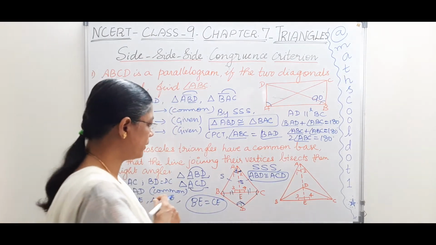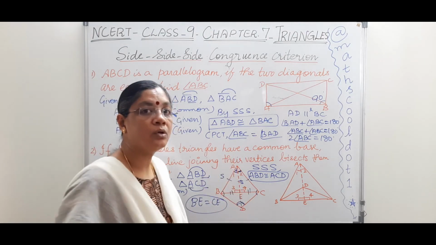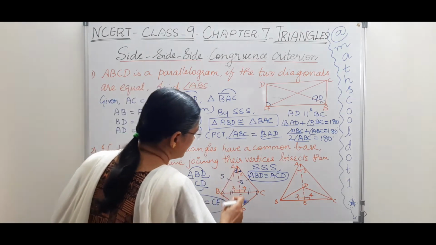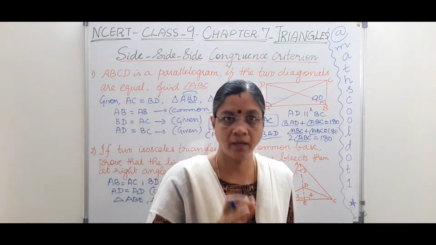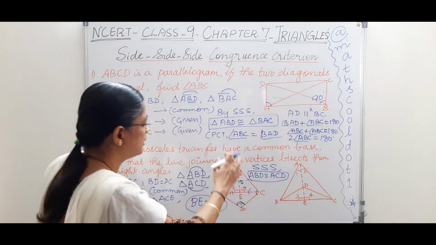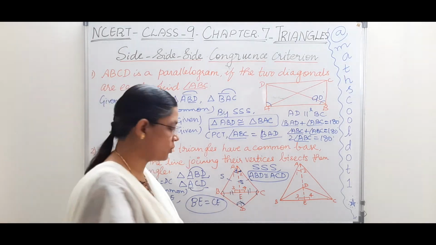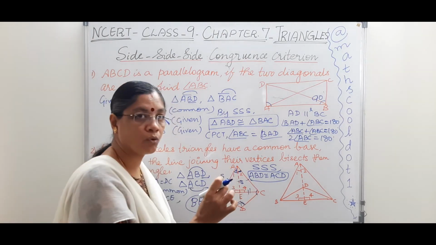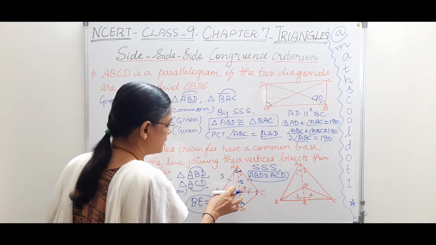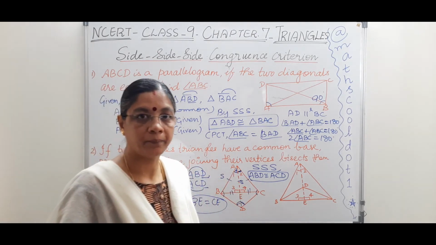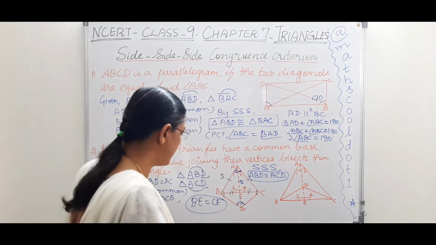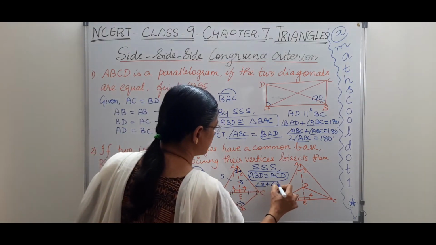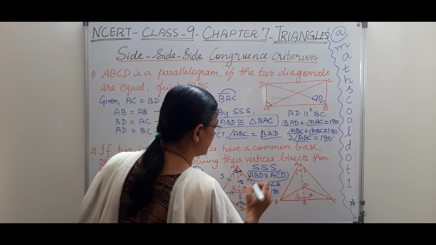So BE is equal to CE. Since BE is equal to CE, the line AD is bisecting BC, right? When both these triangles are congruent, according to CPCT, angles 3 and 4 have to be equal. Now what are 3 and 4? They fall on a single straight line, so 3 plus 4 is 180 degrees.